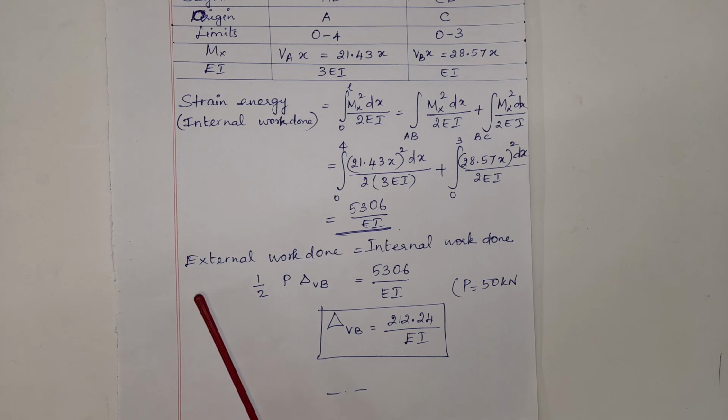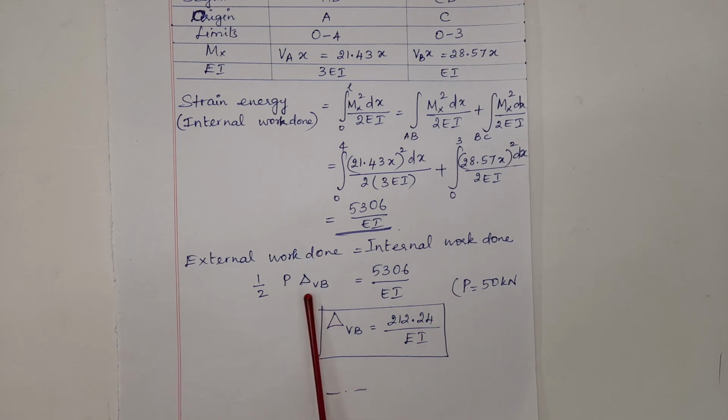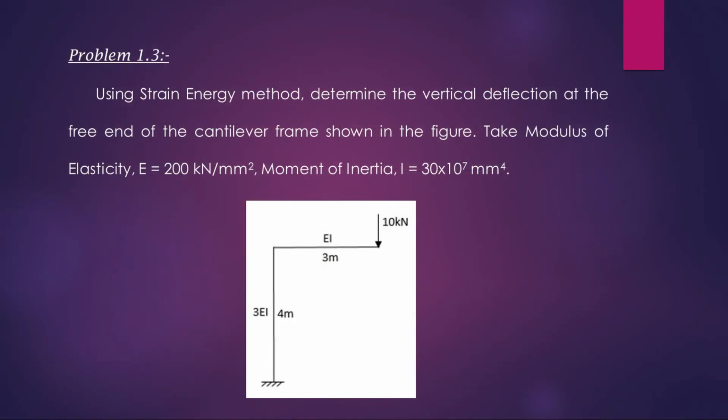Now we need to determine the external work done to find the deflection. So half P delta is equal to the strain energy due to bending. P is the load acting at the point where deflection has to be determined. So value of P is 50 kilonewton. So finally I can find what is delta VB. Next problem.